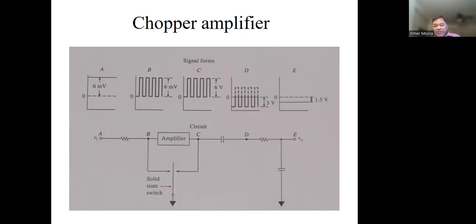Now, if you have a chopper amplifier, what it does is sometimes it locks in here. So if you have this signal, the amplifier will increase it to the point that, from 6 millivolts, it becomes 6 volts. And then you take out the baseline. So now you can see your signal separated from your noise.